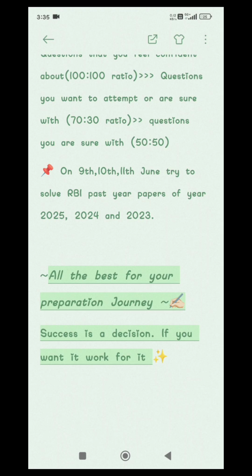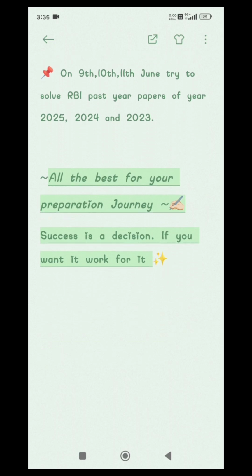Wake up at that time, take your rough sheet, take your pen, and start with your paper, just like the real exam.